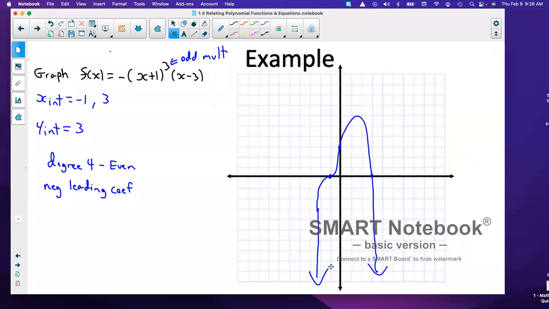Okay, so that is it for notes on this section.